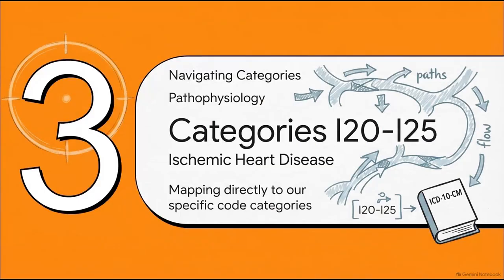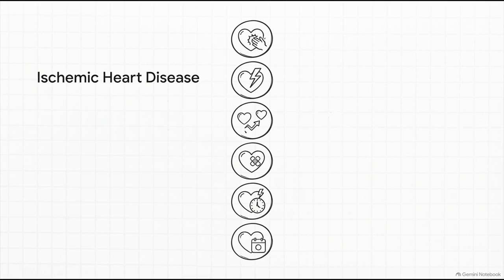All right, on to Section 3, navigating categories I20 to I25, the ischemic heart disease spectrum. Let's bring our focus back to the manual and actually map that pathophysiology directly to our specific code categories. Now, what's really interesting about this is how elegantly the ICD-10-CM structures this disease progression. It's a true spectrum. We start at I20 with angina pectoris. Then we escalate right into the acute conditions, I21 for an acute MI, I22 for a subsequent MI, and I23 for current complications following that MI. Then I24 captures other acute ischemic conditions, and finally I25 settles into chronic ischemic heart disease. It's basically a perfect clinical timeline, just translated into alphanumeric blocks.